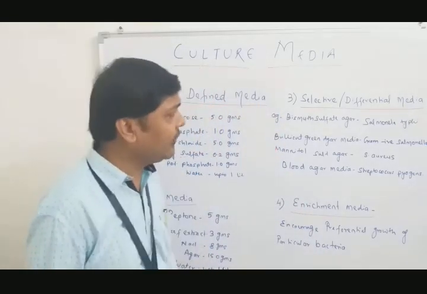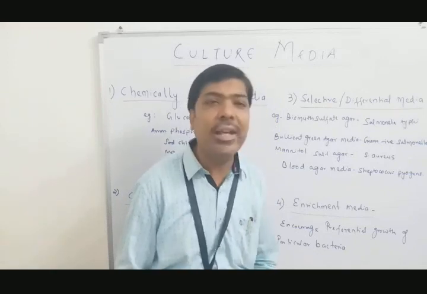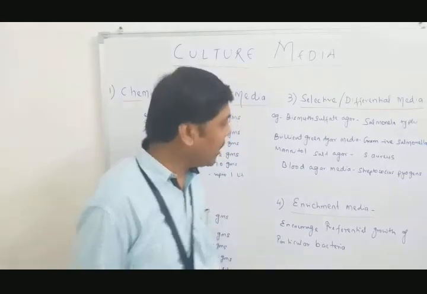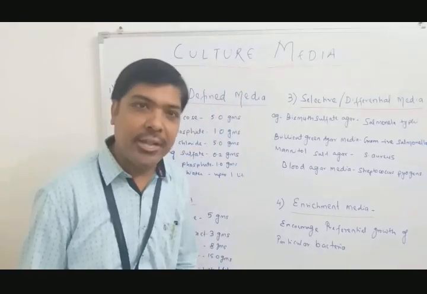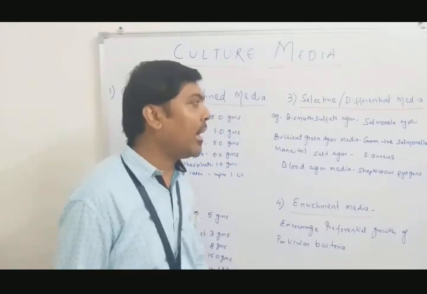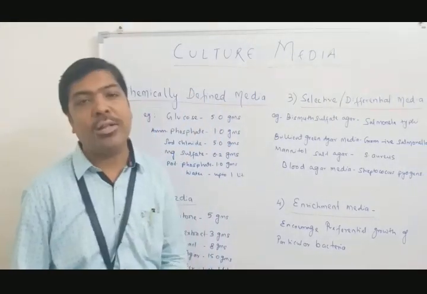Some examples are given like bismuth sulfate agar media. It is a very selective media for the growth of the Salmonella typhi. Some more examples are there like brilliant green agar media. It is for gram-negative Salmonella. Mannitol salt agar media. It is for S. aureus. Blood agar media. It is for Streptococcus pyogenes.